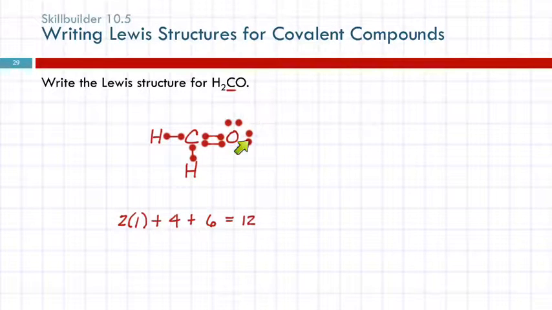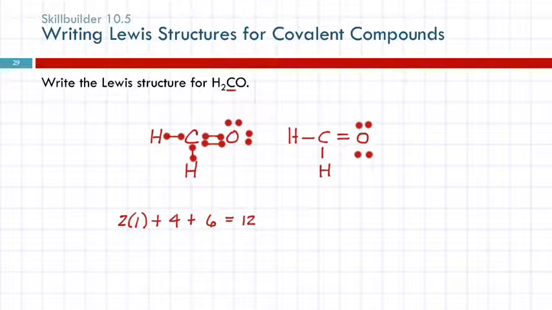By putting 2 lone pairs on oxygen and a double bond here, this oxygen has 2, 4, 6, 8. The carbon has 2, 4, 6, 8. Each of the hydrogens has 2. Octet rule is satisfied. And then we'll draw it a little more nicely. H, C, double bond to the O, H there, and then lone pairs on the oxygen. That's a good Lewis structure for that compound. Any questions?